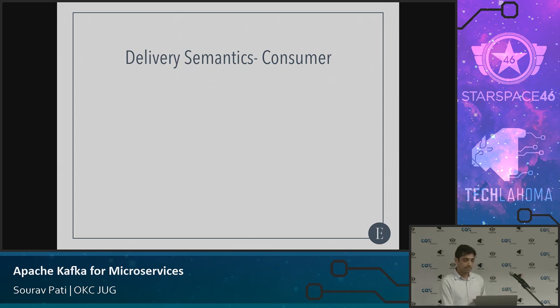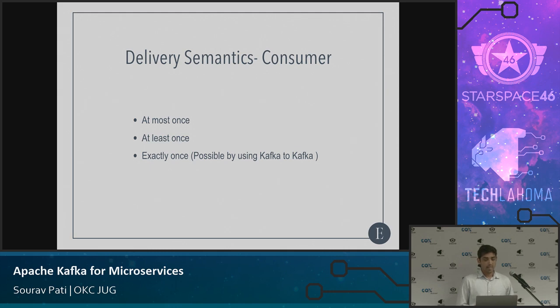On the consumer side, you have certain delivery semantics. There is at most once, which doesn't guarantee that you will receive all the data, and at the max you get it once. The second one is at least once, which guarantees that you will get the message at least once. And the third one, which is what most people want, is exactly once, but this is currently possible only if you are sending data from one topic to another topic, then Kafka makes sure it's exactly once.